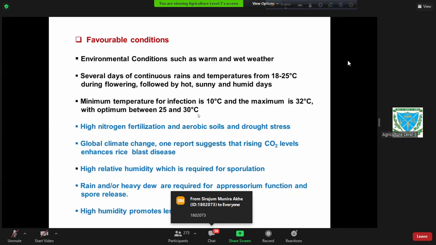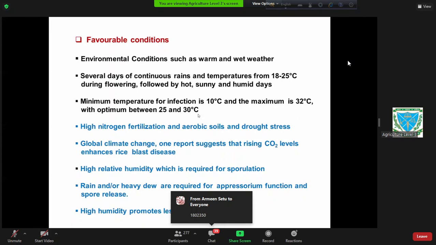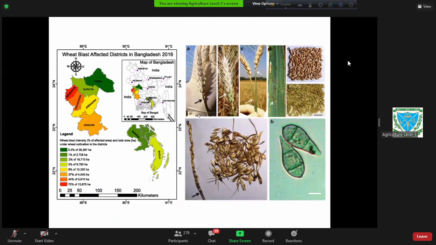So these are the weather conditions: warm and wet weather, continuous rain, especially in February or during flowering, followed by hot and sunny days, and high nitrogenous fertilizer, low irrigation, high relative humidity, rain and dew. So now we move to the symptoms.